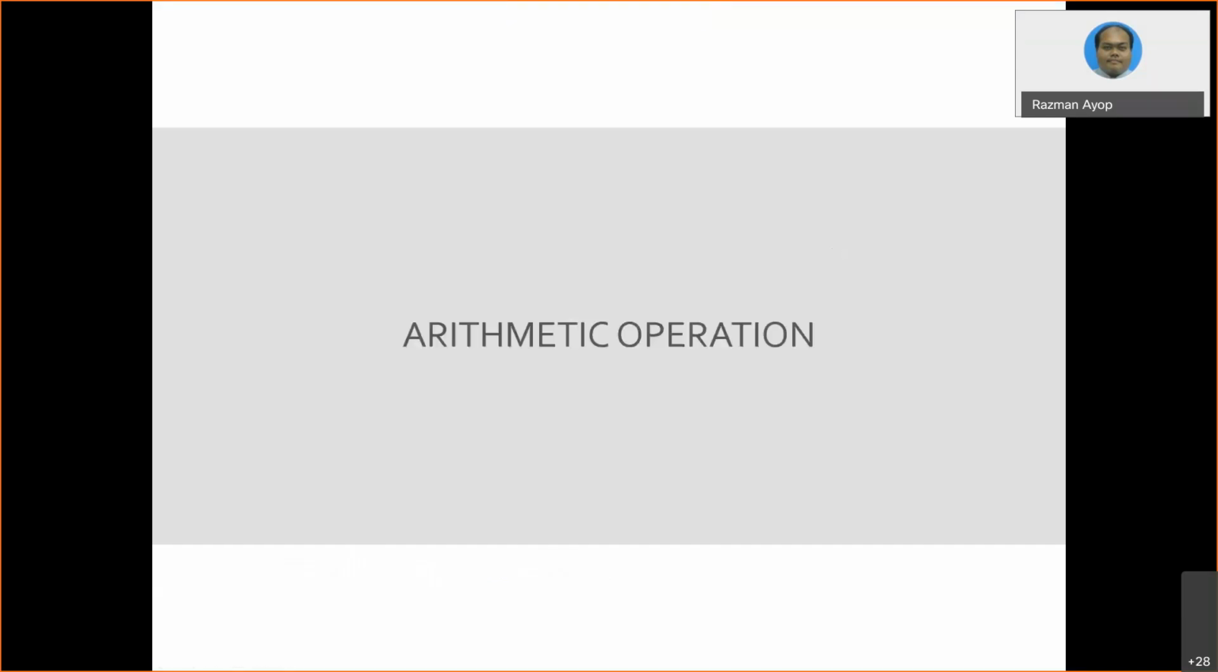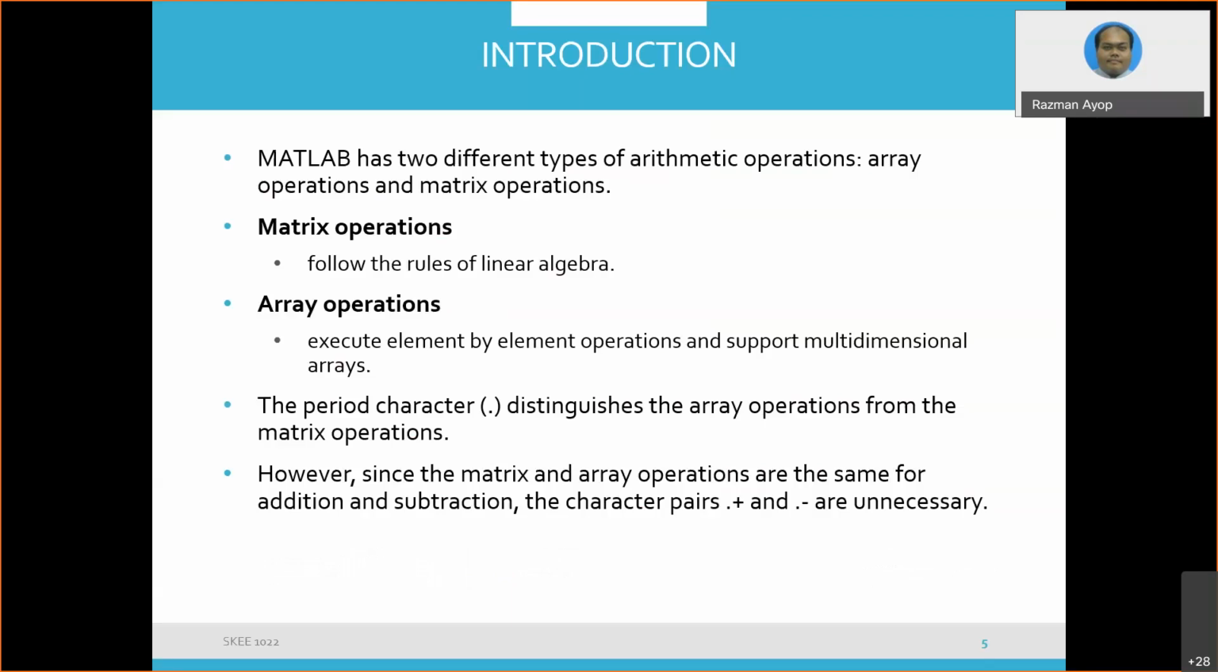So we start with the arithmetic operation. MATLAB has 2 different types of arithmetic operation. There can be either matrix operation, which you learned before, or array operation. These things are different. And how to differentiate matrix and array? You use the period, the dot.